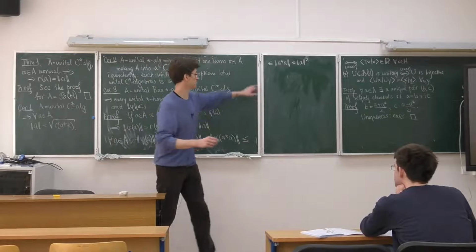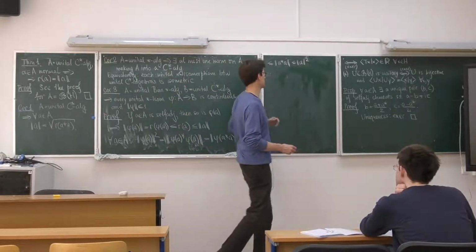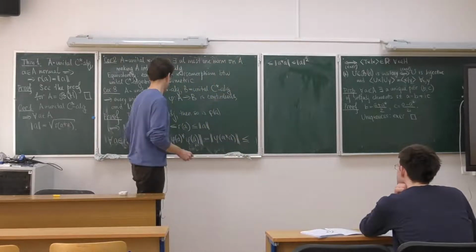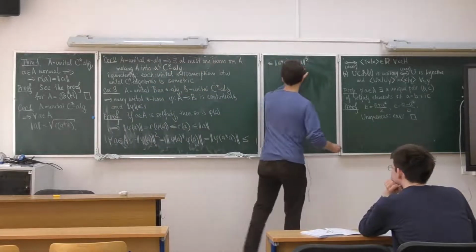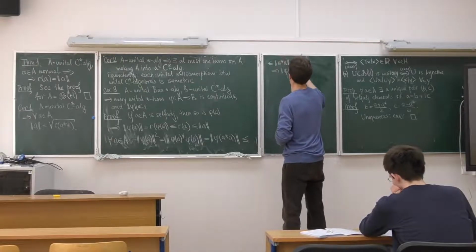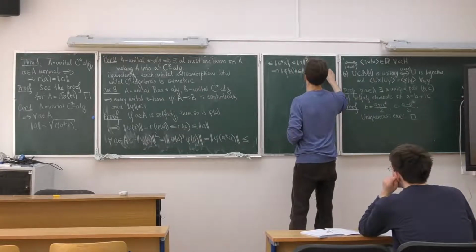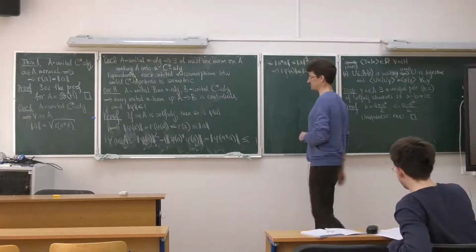So this is less than or equal to the norm of A star multiplied by the norm of A, but this is just the norm of A squared. And that's it. So we take the square root, and we conclude that we have this inequality for any element in our algebra. And this completes the proof.